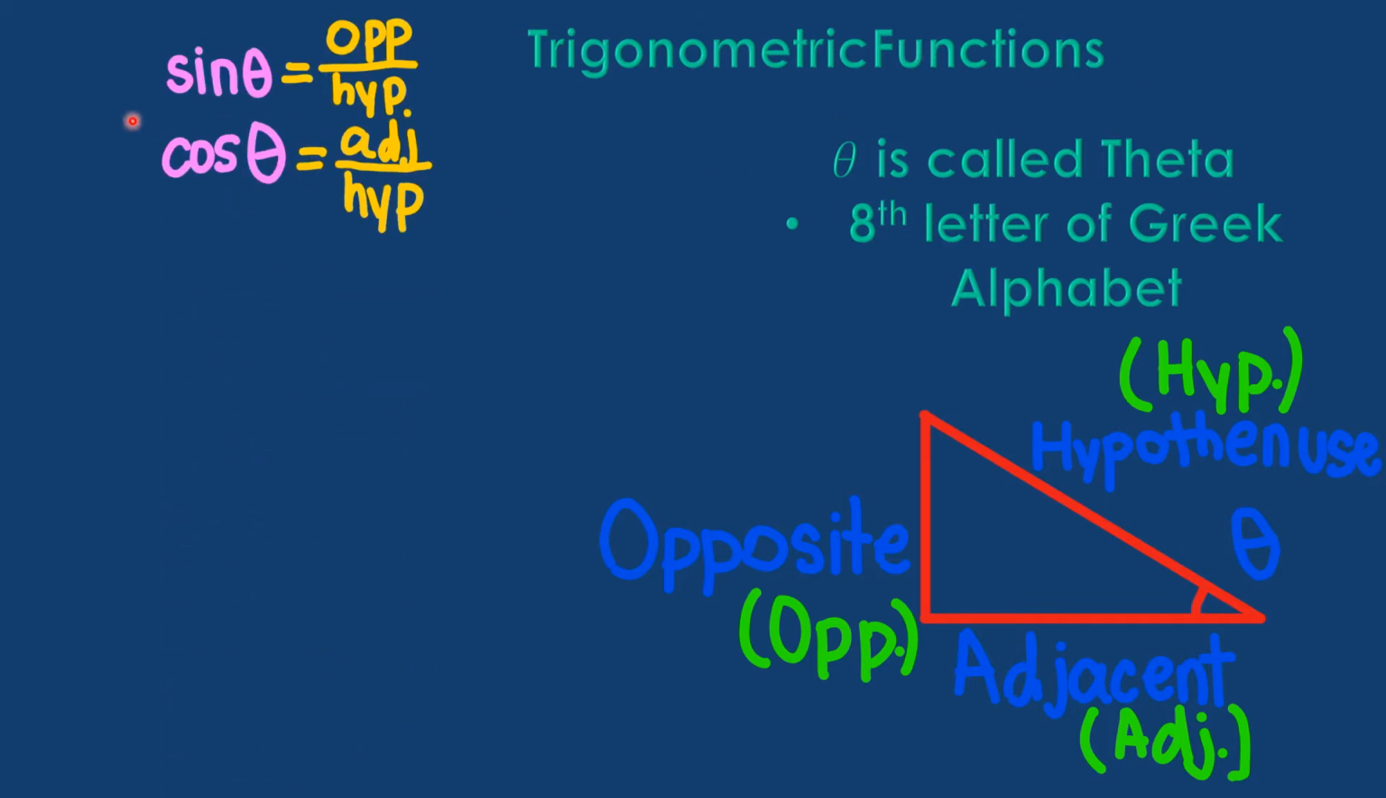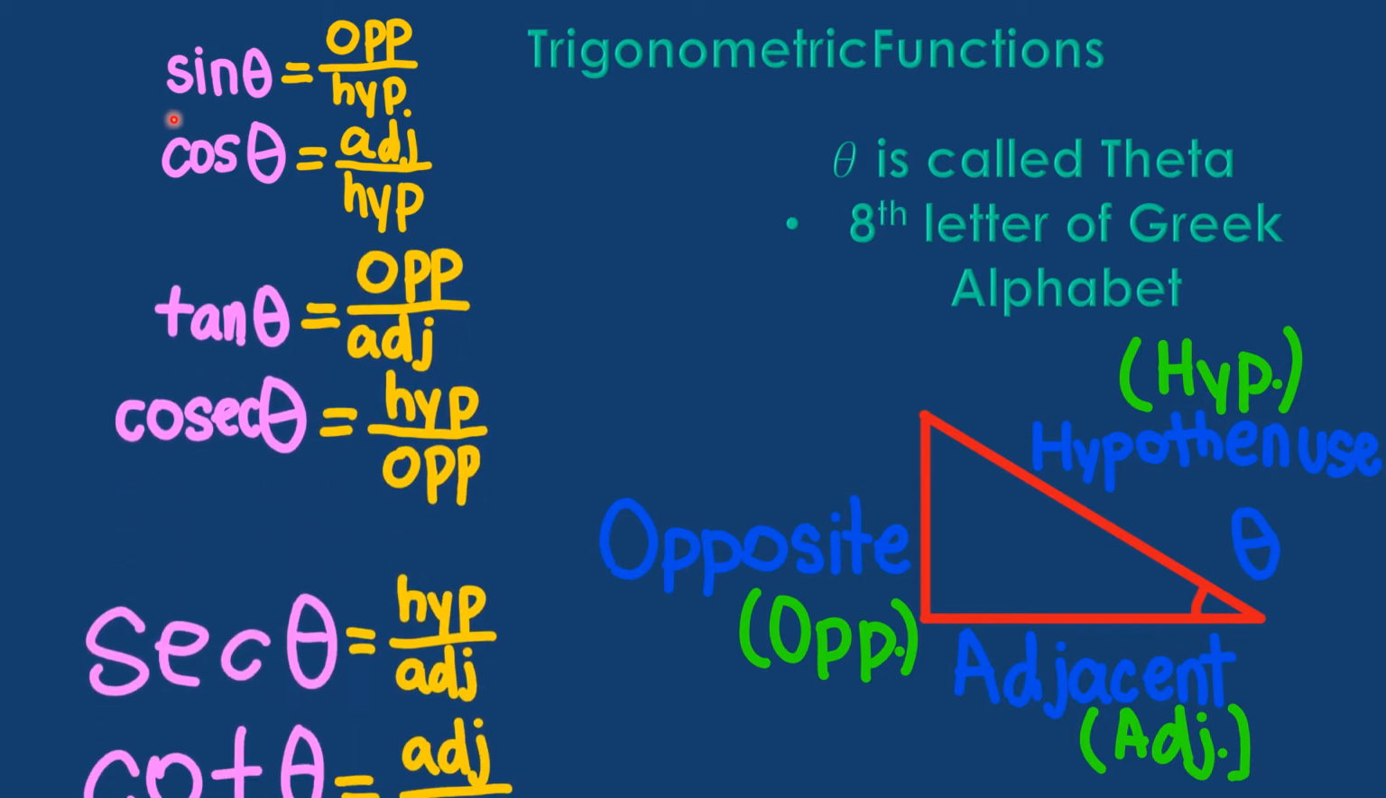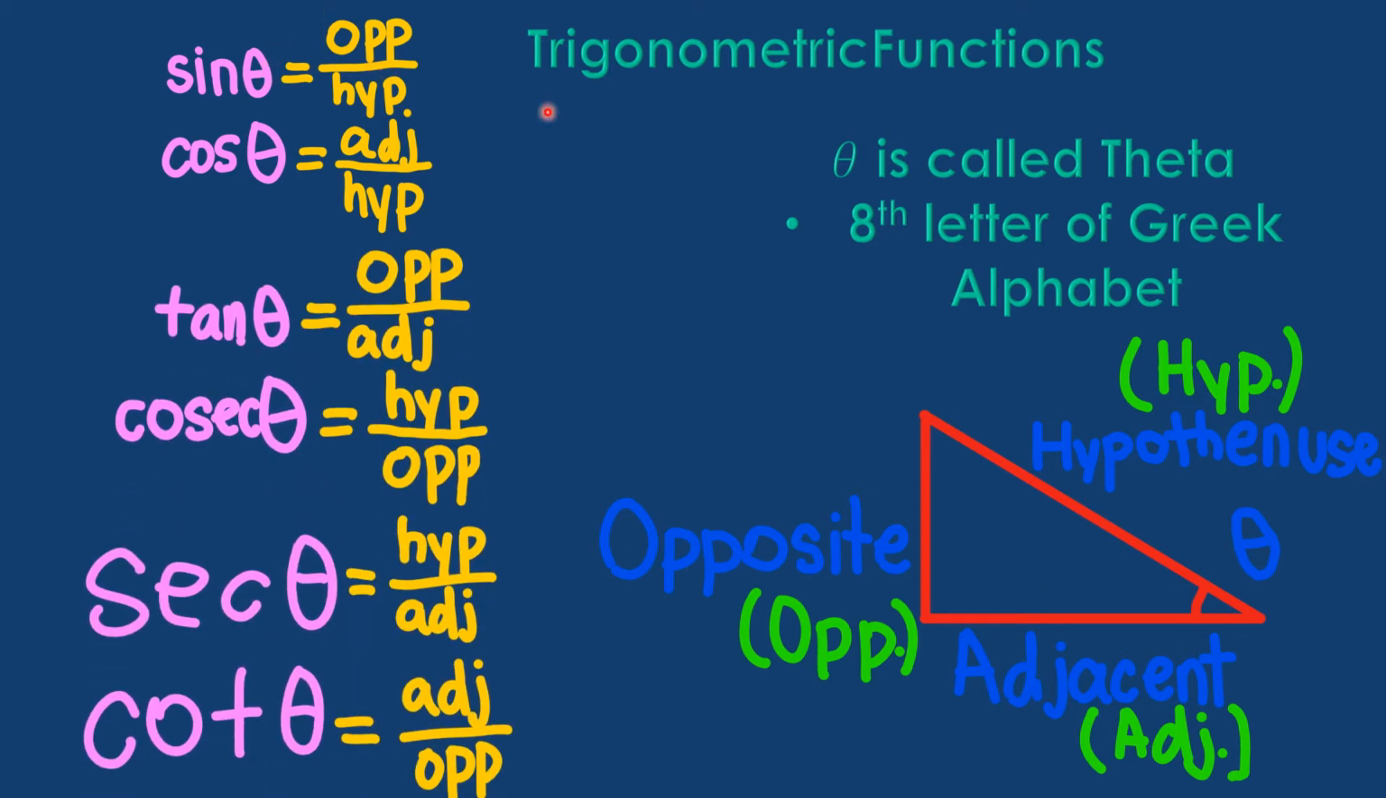So from there are some formulas you can learn. Sine theta is opposite over hypotenuse, and cosine theta is adjacent over hypotenuse, and tan theta, which is tangent theta, is opposite over adjacent.